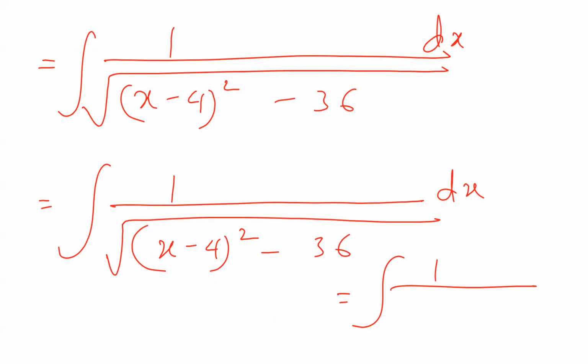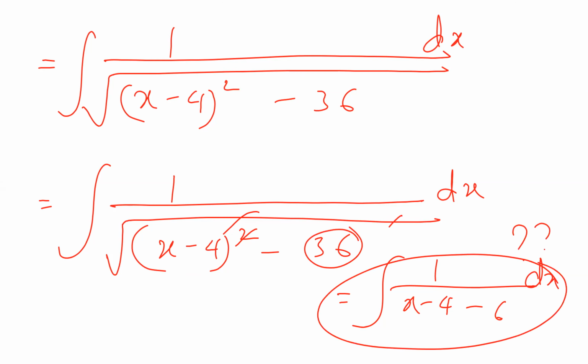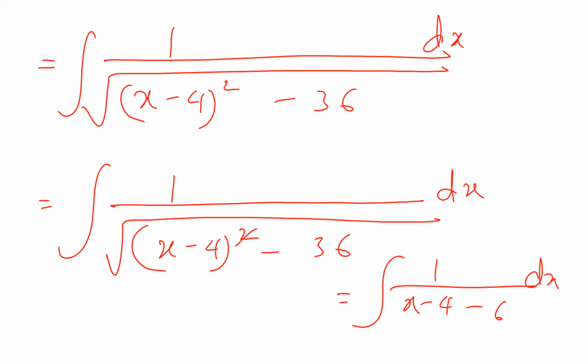Okay. I've seen students doing this as well. Square root and square gets eliminated. 36 root is 6. Is this correct? Absolutely not, because there is a minus sign in between. Now 36 has to be written as 6 square.